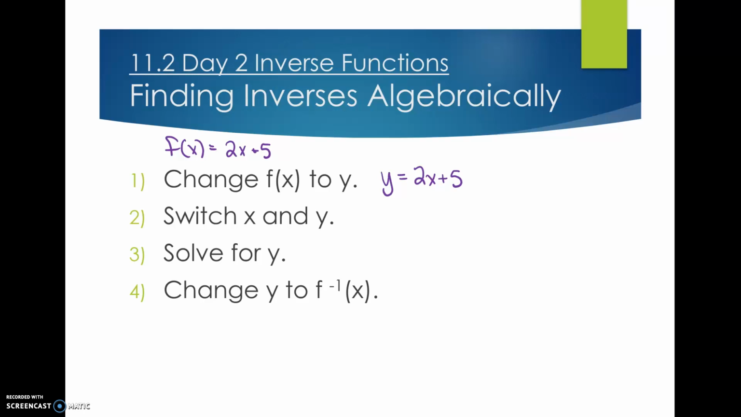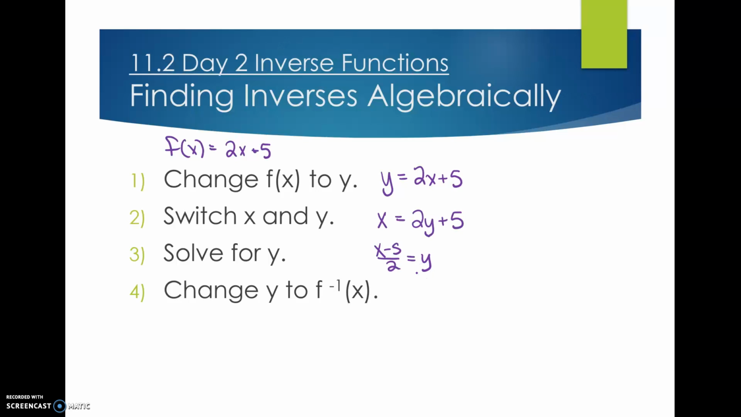Then the actual process of finding the inverse is you switch the x and the y. So y becomes x, x becomes y. And then you use your algebra skills to get y by itself. So you'd subtract 5 on both sides and then divide both sides by 2 to end up getting x minus 5 over 2.